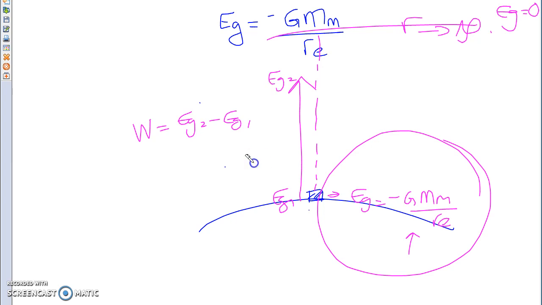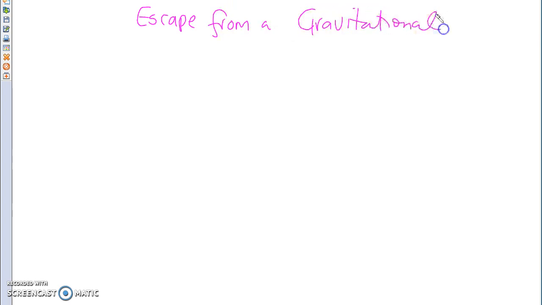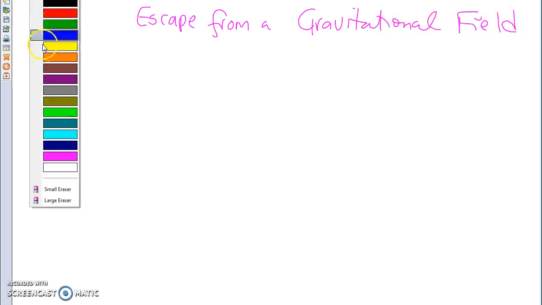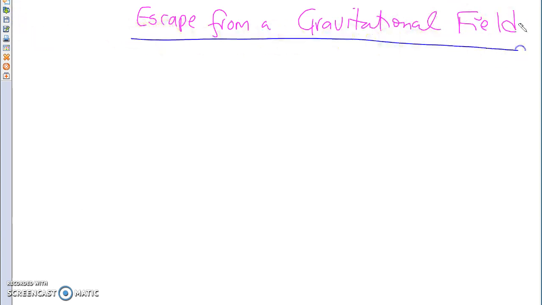So today we're going to talk about the escape from a gravitational field. When we're talking about escape, we're talking about what velocity I might need for my object to be able to leave the Earth's gravitational field.